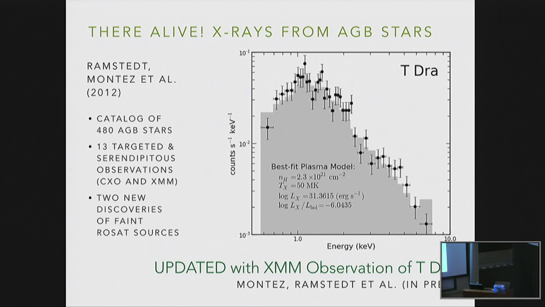The column density that we find is actually consistent with what you would expect the column to be in the circumstellar environment, in that circumstellar shell of material. If you assume a constant mass loss and velocity, you can calculate that. And the L_X value is modest. It's not outrageous. It's believable that this could be coming from the AGB star.